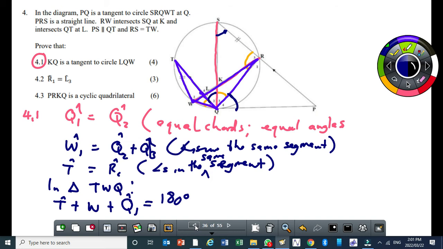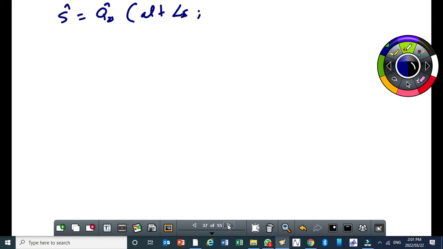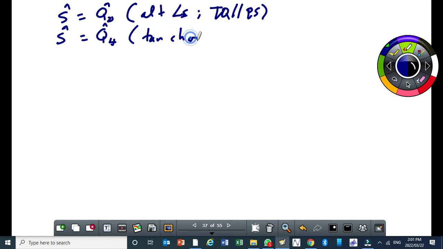Then my two lines that are parallel are TQ is parallel to SP. TQ is parallel to PS. Also, please remember this is Q2. Angle S is equal to Q4. Okay? So I can give my reason here as tan chord theorem.